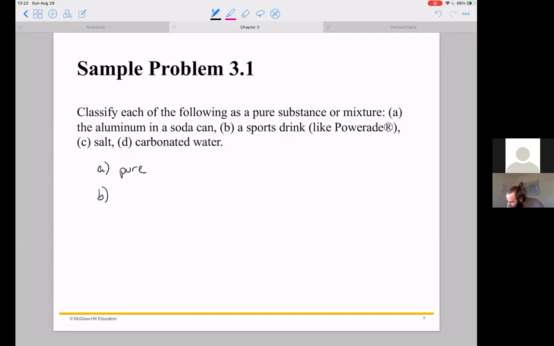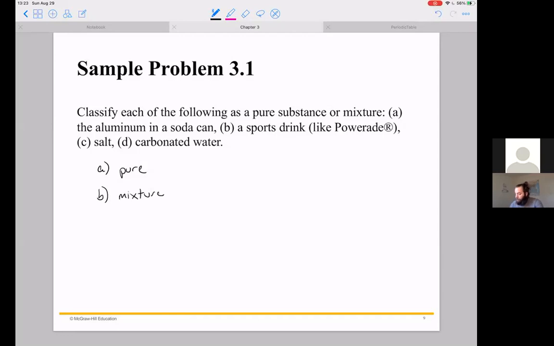What about a sports drink like Gatorade or Powerade? We all know that these aren't just water. They contain things like certain electrolytes as well as sugar, some flavoring ingredients, probably some fake color ingredients going on there. So these would be a mixture.